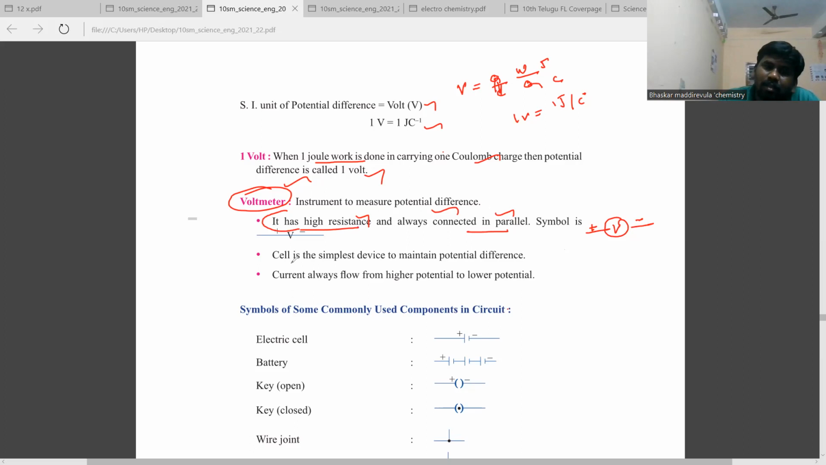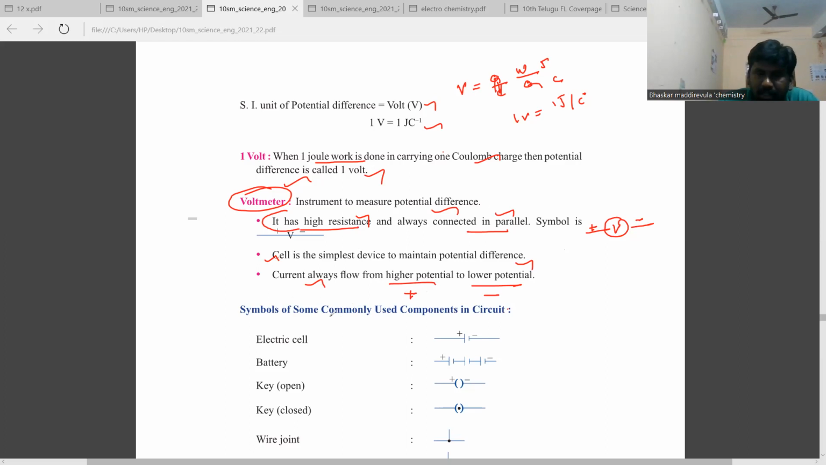Next. So already we know a cell is a simple device. It will maintain the potential difference in the circuit. Next, current always flows from a high potential to the low potential. That means from the positive terminal to the negative terminal of the cell. That we have to keep in mind.